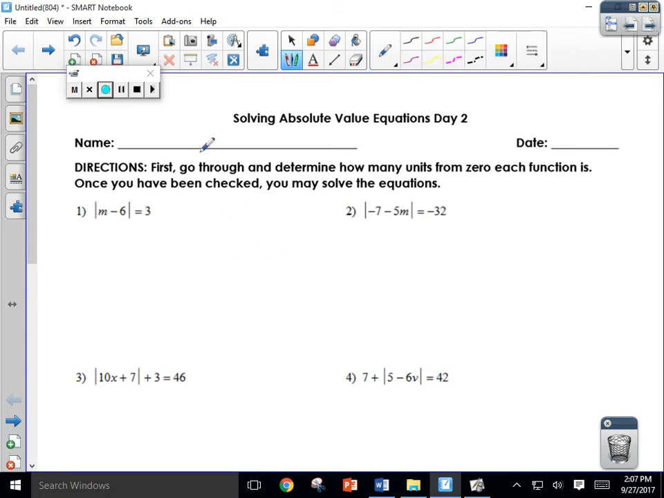If I'm looking at number 1, I don't care what this is. I have the distance, the bars, is 3. That's what that says. The distance is 3. So the answer is 3 units.